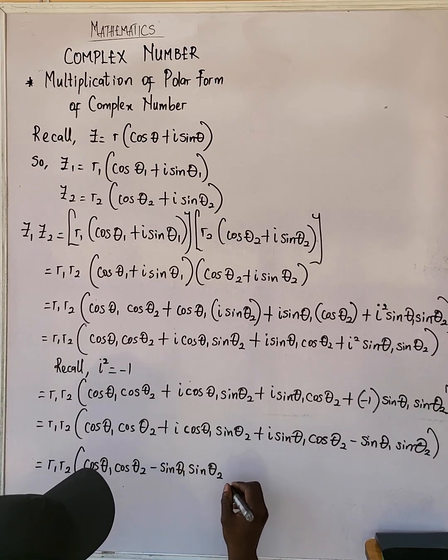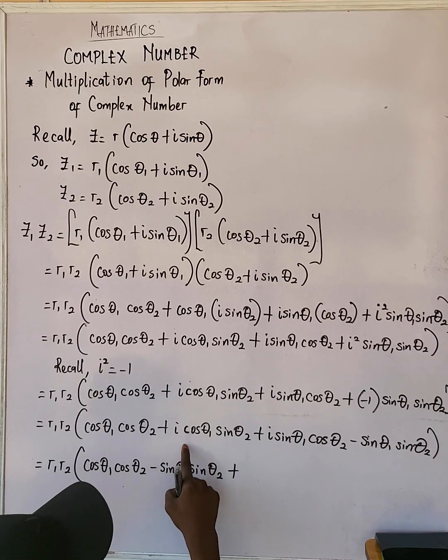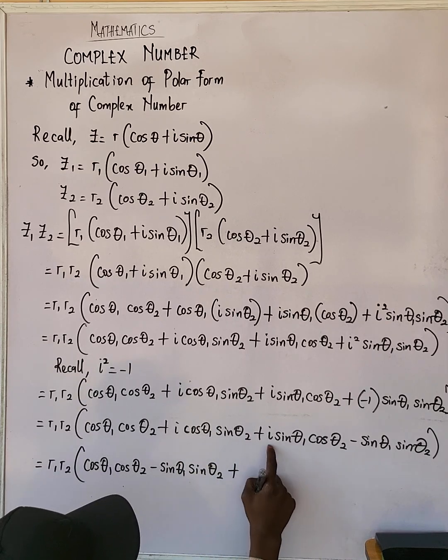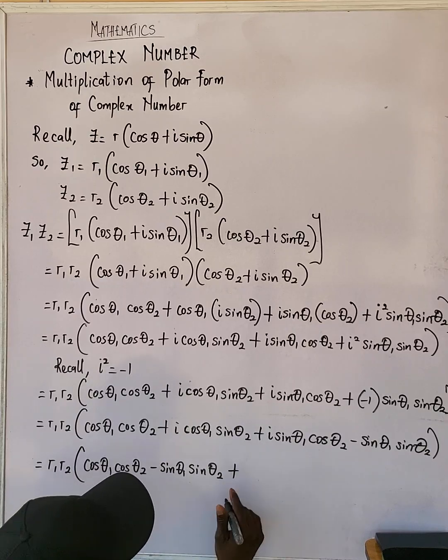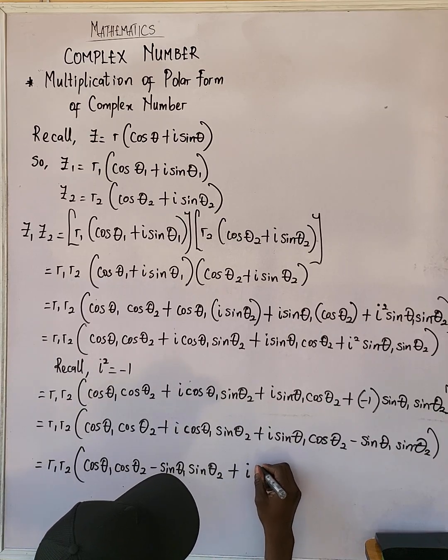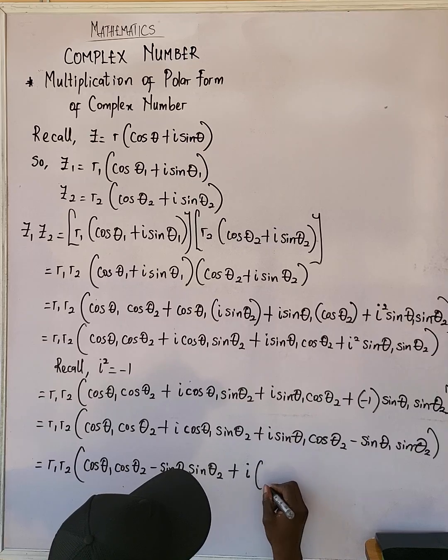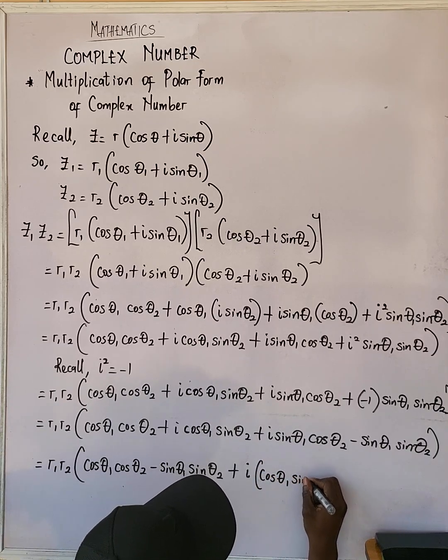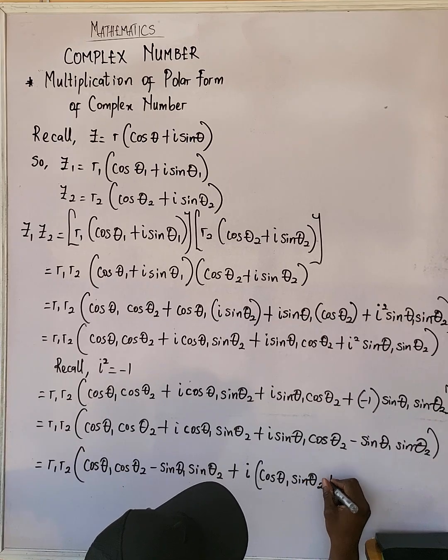So here we have plus. Now what is common here? Cos theta 1 is not common, right? Sin theta 2 is not common between these two. So what is common? I is common. I can factorize I out. So I will say into bracket cos theta 1 sin theta 2, then plus.